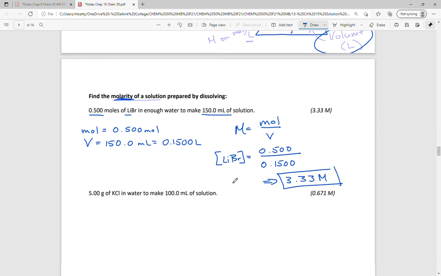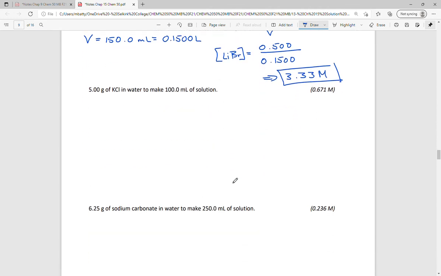Let's try some more of these. I'm rolling past my triangle, so hopefully that's okay. Now it says that I have 5 grams of KCl in 100 milliliters of solution. So my number of moles can be calculated if I have 5.00 grams of KCl. If I figure out the molar mass, I didn't leave myself enough space, of KCl, I can calculate the number of moles. So I should finish this up. What is that?